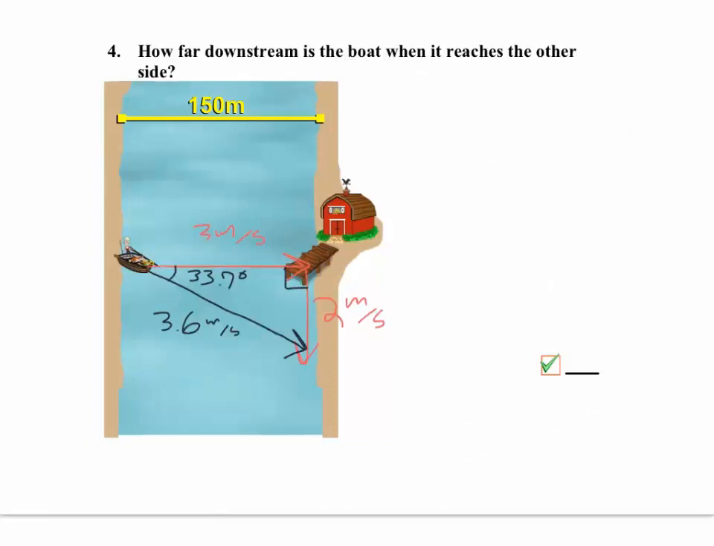So on the last part of this problem, it asks how far downstream is the boat when it reaches the other side. So you have to know here before you can even start the problem that we are talking about this distance right here. I'm going to call it DS for D south, right? And that's also the initials of some cool guy I know.